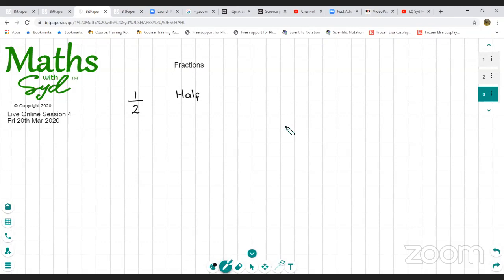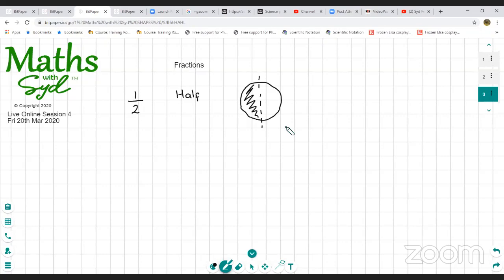What does that actually mean? Well, what it means is if we have a whole shape, in this case I've drawn a circle, or a cake or a pizza, 1/2 means that this is cut into 2 pieces, and I have one of these pieces. Okay, so that's what this particular fraction actually means.